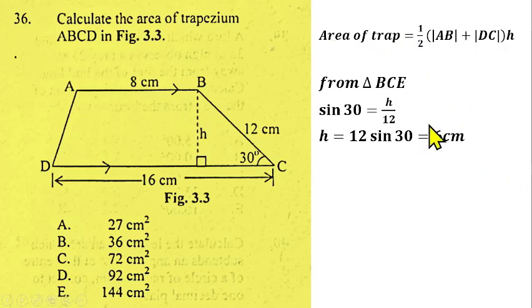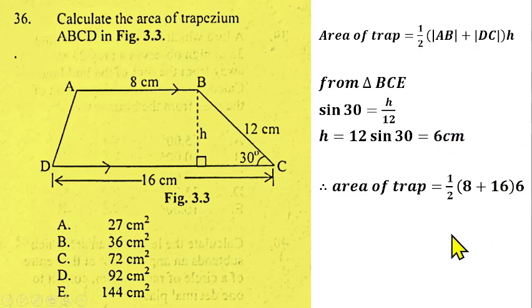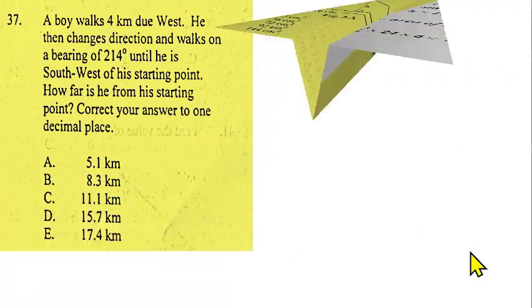You can now substitute that into this formula. So the area will now be 1 over 2 into the addition of the two parallel sides. That will be 8 plus 16 multiplied by the height, which is 6. So if you simplify, you have 1 over 2, 8 plus 16 is 24, multiplied by 6, and that gives 72 centimeters squared as the area of this trapezium, and that makes option C the right answer for question number 36.